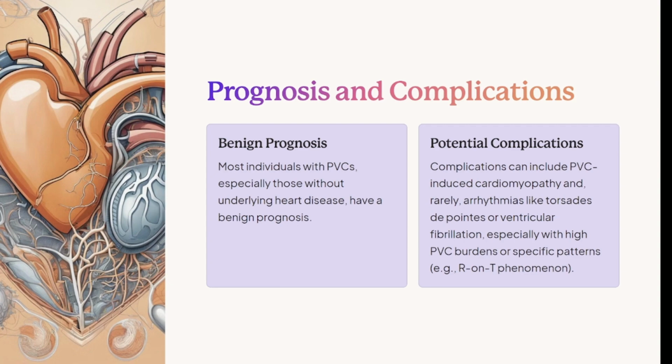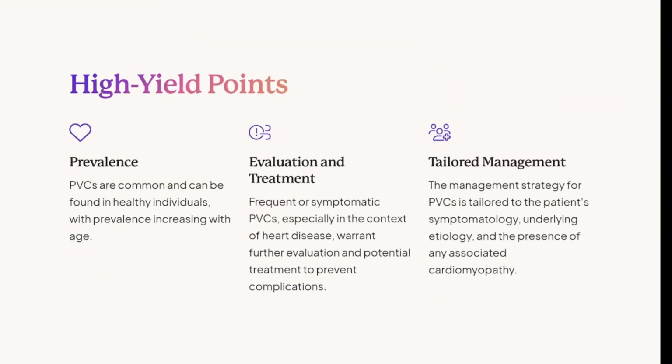High yield points. PVCs are common and can be found in healthy individuals, with prevalence increasing with age. Frequent or symptomatic PVCs, especially in the context of heart disease, warrant further evaluation and potential treatment to prevent complications. The management strategy for PVCs is tailored to the patient's symptomatology, underlying etiology, and the presence of any associated cardiomyopathy. Differential diagnosis considerations.